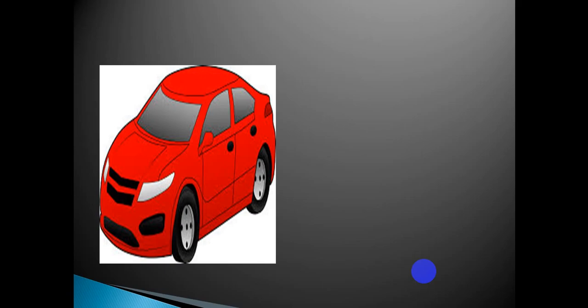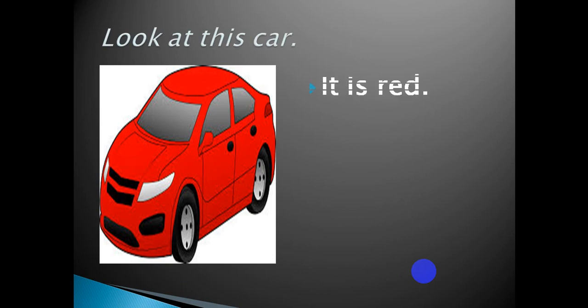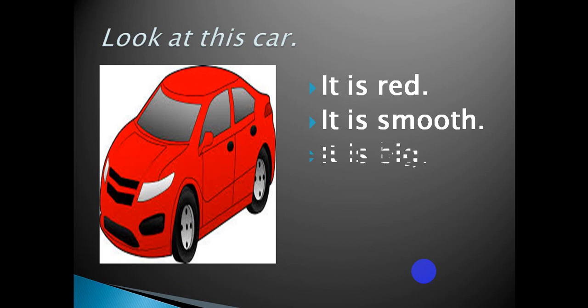If you looked at this car, which properties can you observe about it? You can observe its color, which is red. You can observe it is smooth and it is big. Like this, we described some properties for this car, which is matter because it's around us and it takes up space. Some of its properties are it is red, it is smooth, and it is big.